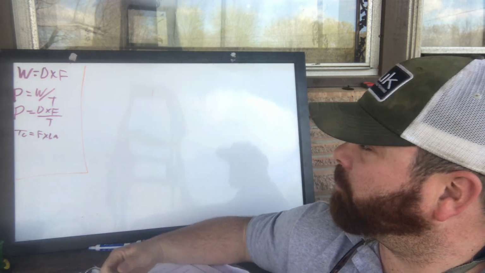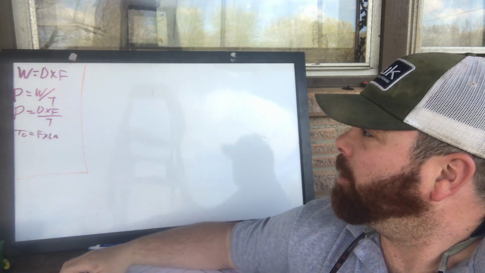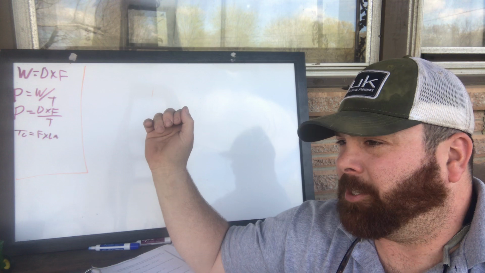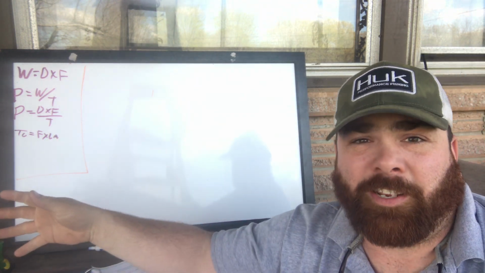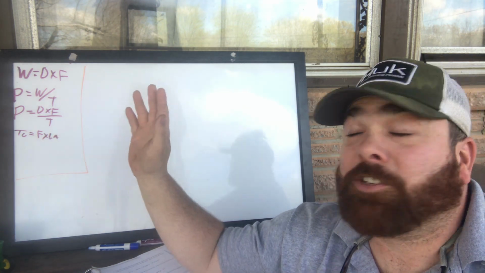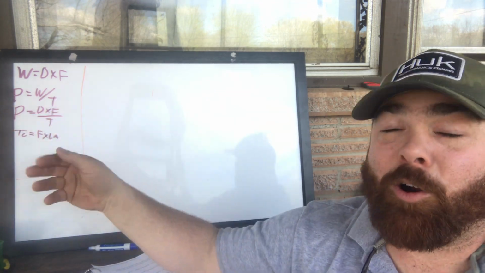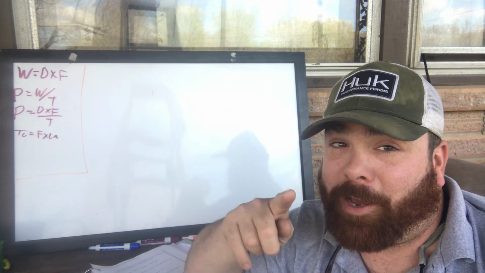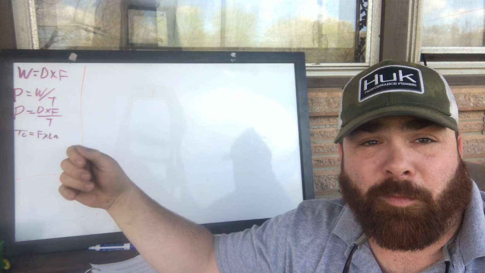So a quick little refresher over some things we've been talking about, because all of these kind of play into what we're doing. Work is distance times force. So if I got a 100-pound weight and I push it 10 feet, that will be 1,000 foot-pounds of work. Power is that number divided by time. So if I do that 1,000 foot-pounds in a minute, then I have 1,000 foot-pounds per minute of power.